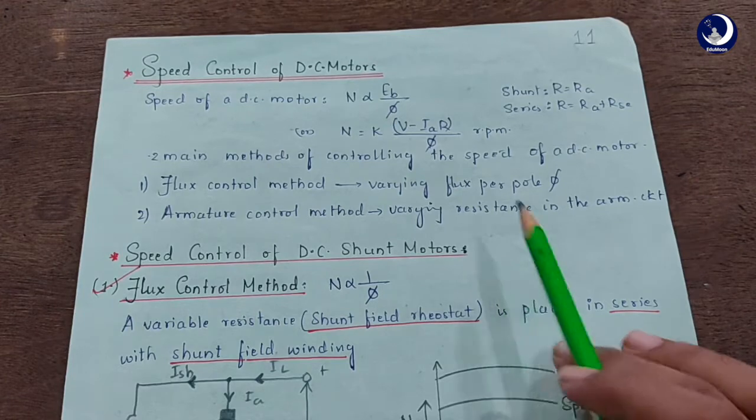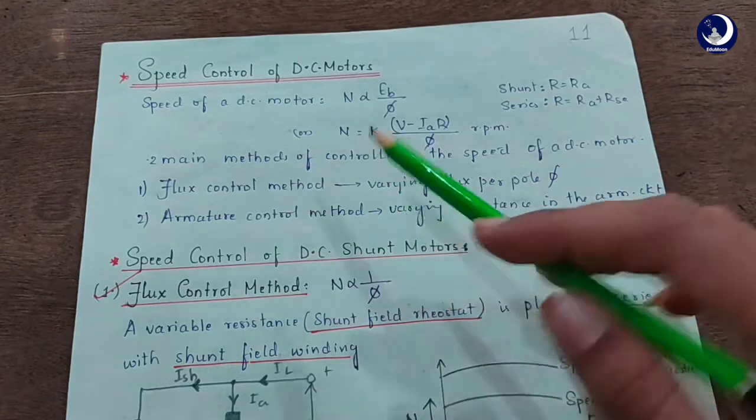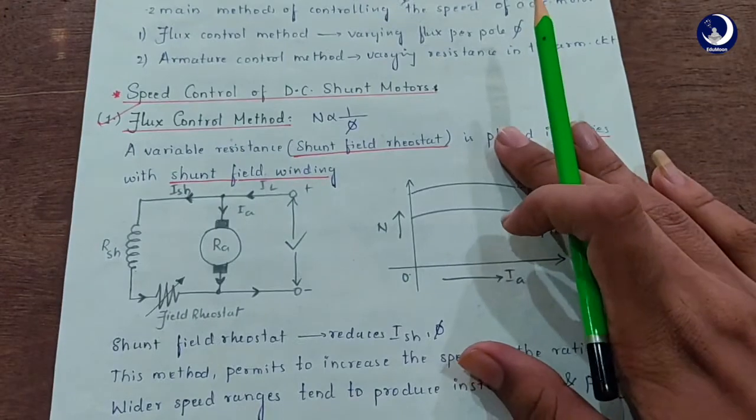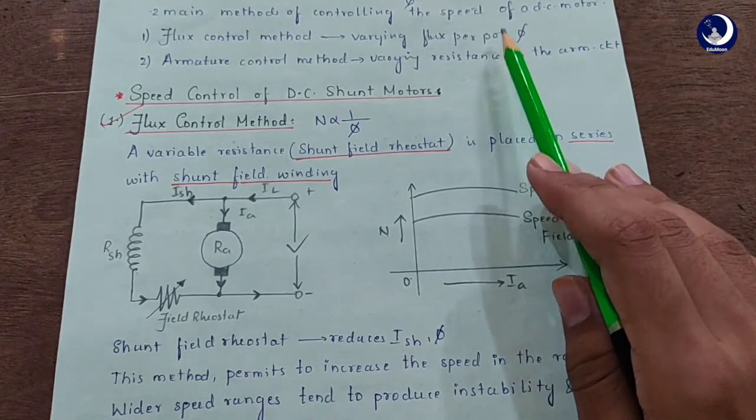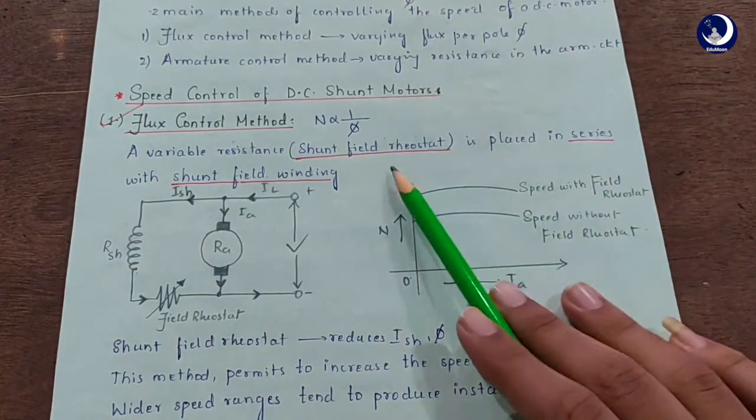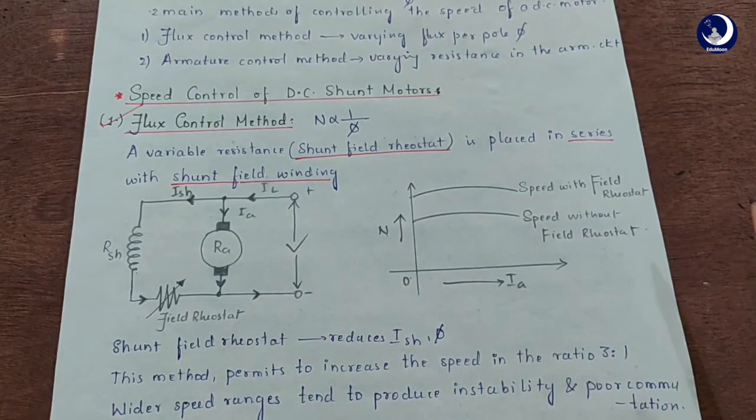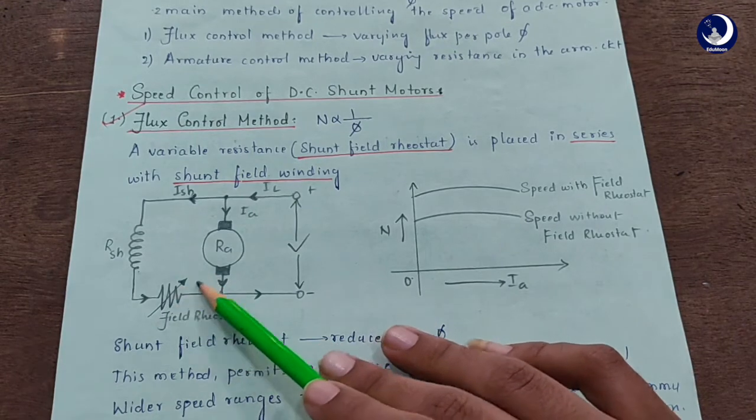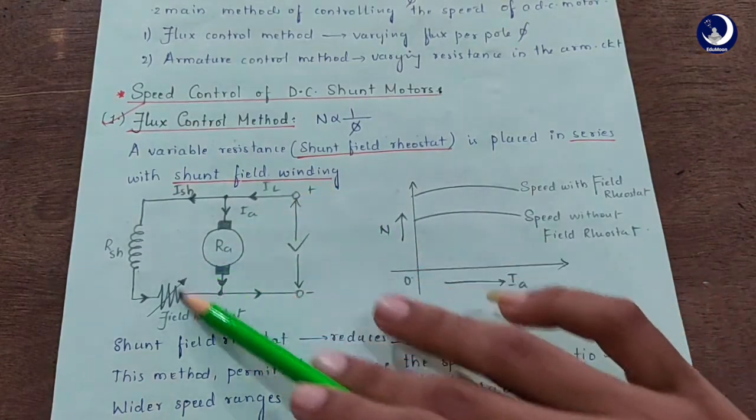In DC shunt motors, the first method, flux control method, is frequently used because it is simple and inexpensive. The flux control method is based on the fact that by varying the flux per pole, the motor speed N can be changed because N is inversely proportional to φ. In this method, a variable resistance known as the shunt field rheostat is placed in series with the shunt field winding.